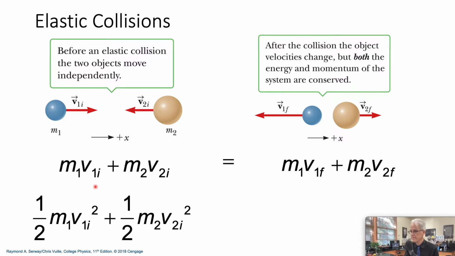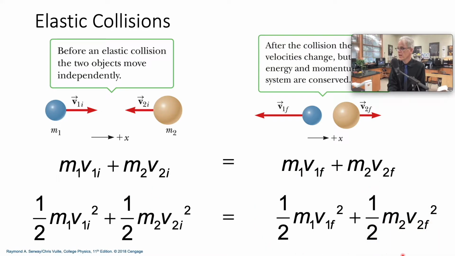Also, with an elastic collision, the total kinetic energy is conserved. Here is the kinetic energy of mass 1, which will be 1/2 mass 1 times velocity 1 initial squared. Here is the kinetic energy of mass 2. The total kinetic energy after the collision will be the same as before.